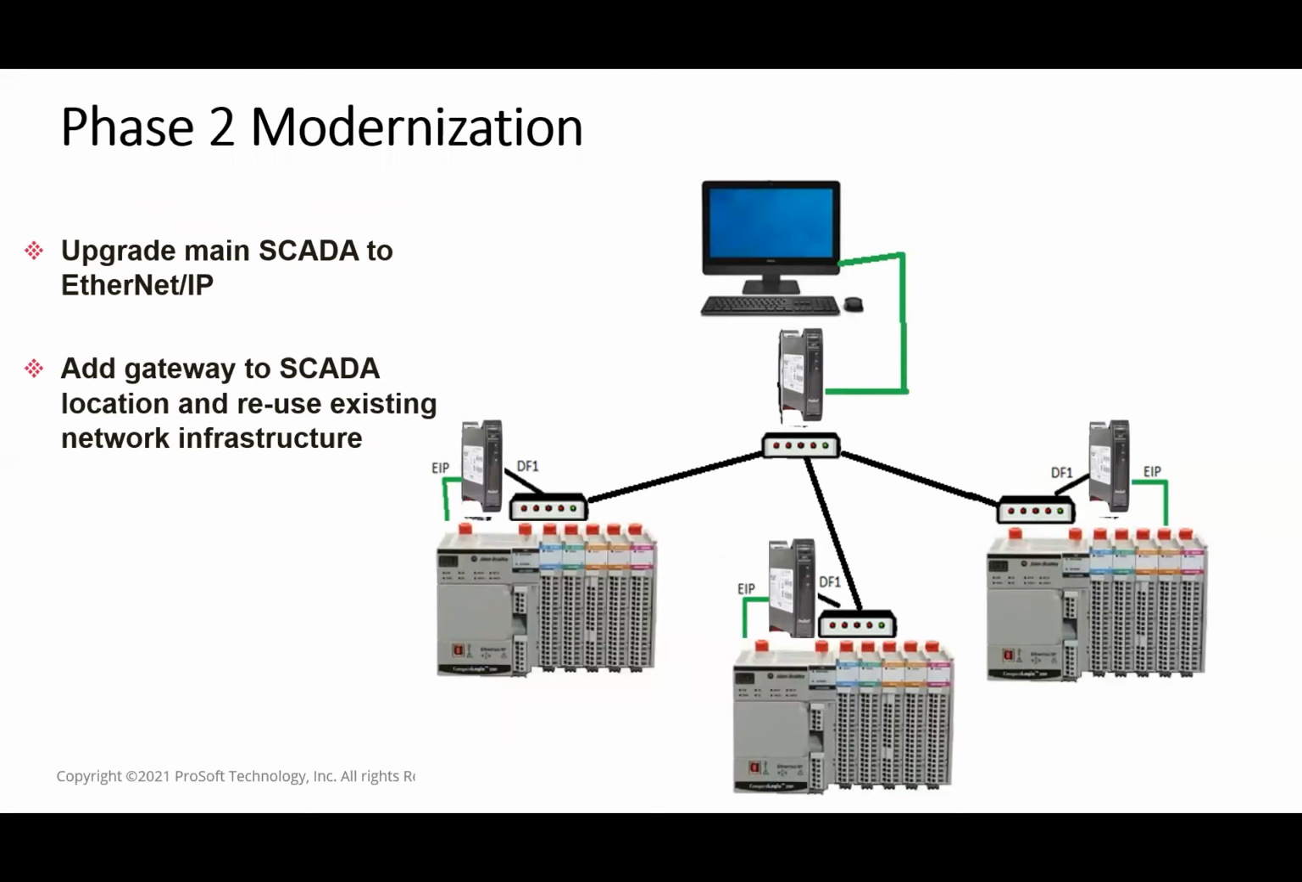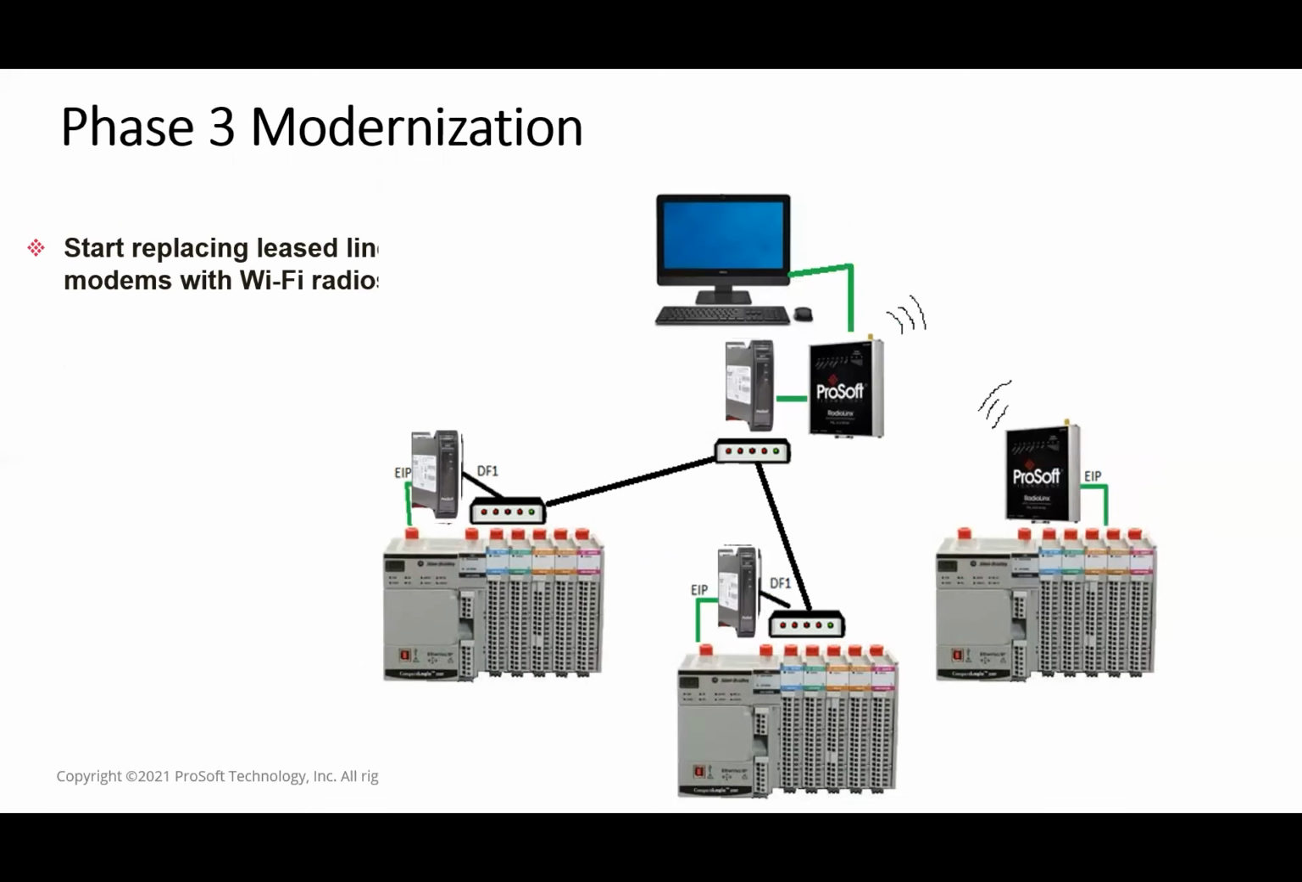Now in phase 2, we've upgraded the SCADA to Ethernet IP and added another DF1 gateway between the SCADA and the existing lease line network infrastructure, which again is still on DF1. Then in our last step, we'll now replace the lease line modems one by one. So finally here, if you look at the site on the right, you see that the lease line modem to that site has been replaced with some form of wireless, as Vishal has been describing earlier, either an 802.11 radio or something cellular with PDN.